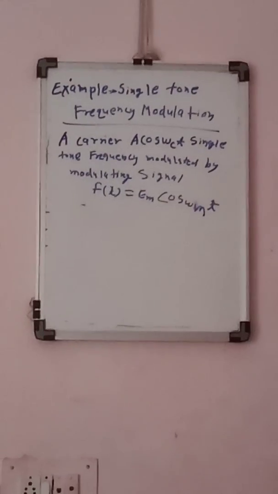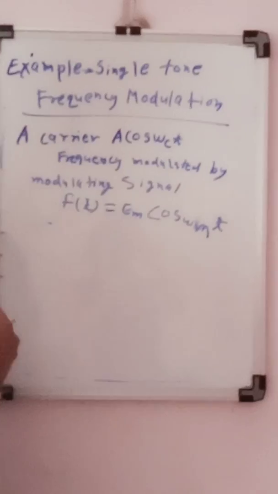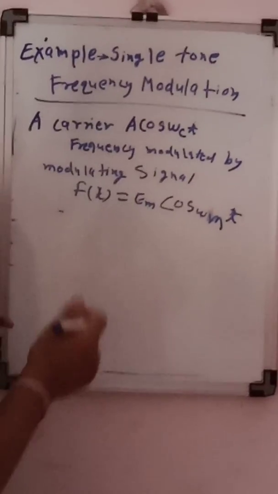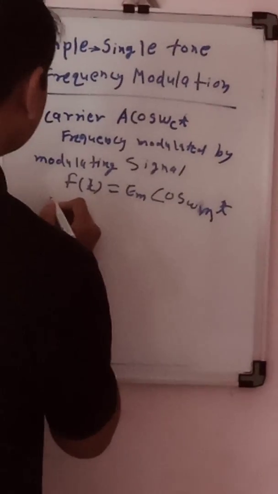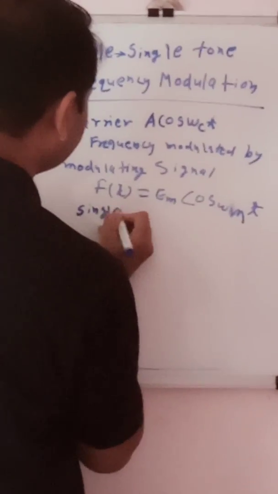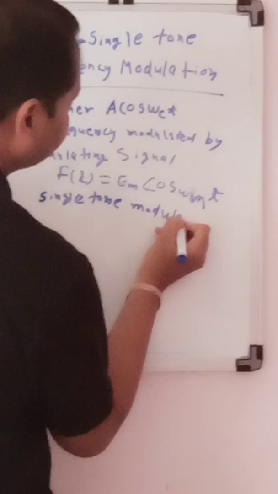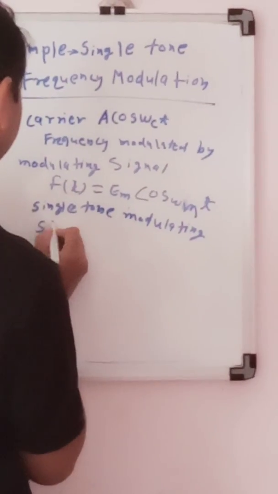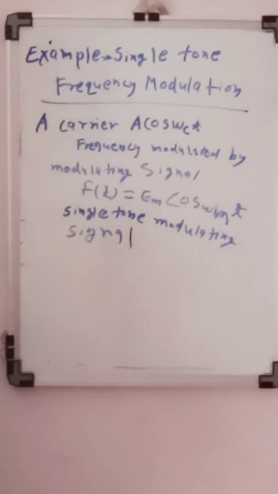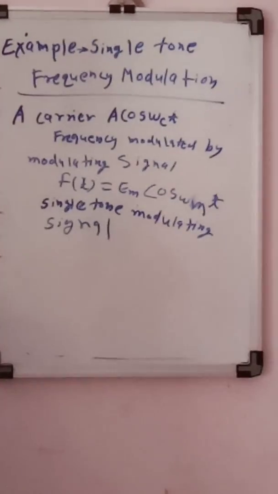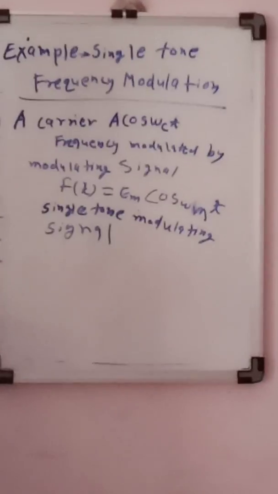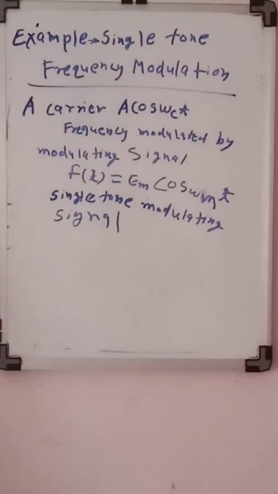Just wait a minute. The question should be like this: a carrier A cos omega_c t, frequency modulated by the modulating signal f(t) = E_m cos omega_m t, which is a single tone modulating signal. So here we are solving the question.